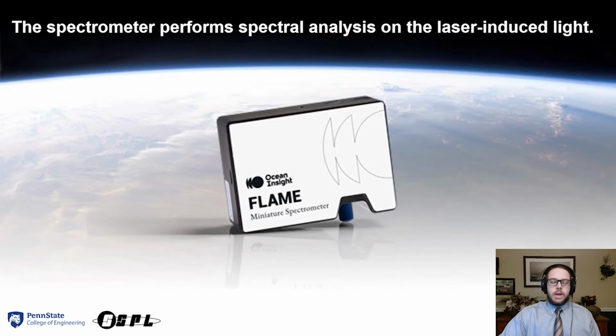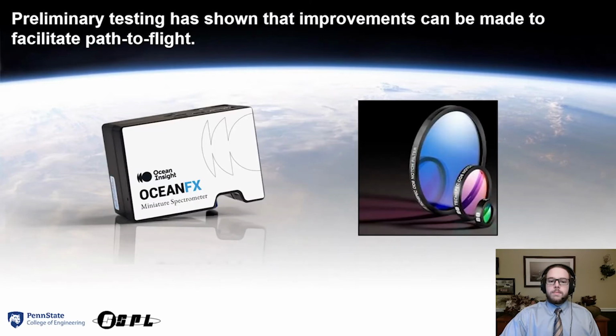To analyze the captured plasma light, Oasis uses a Flame-T UV-Vis spectrometer by Ocean Insight. The Flame-T has an optical resolution of 1.33 nanometers, allowing for the ability to accurately distinguish between emission lines of different elements. Additionally, the Flame-T covers a wide range of wavelengths, from 200 nanometers to 850 nanometers, allowing for detection of water along with other metals commonly found in lunar regolith.